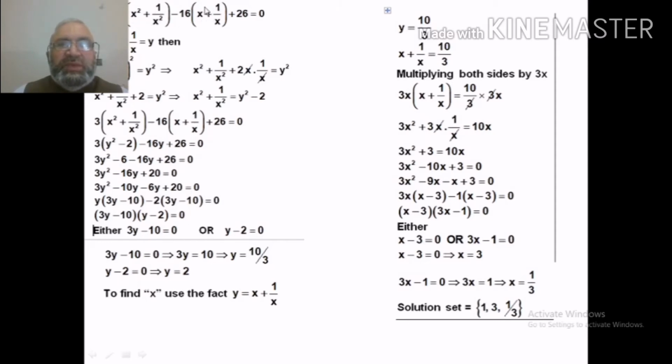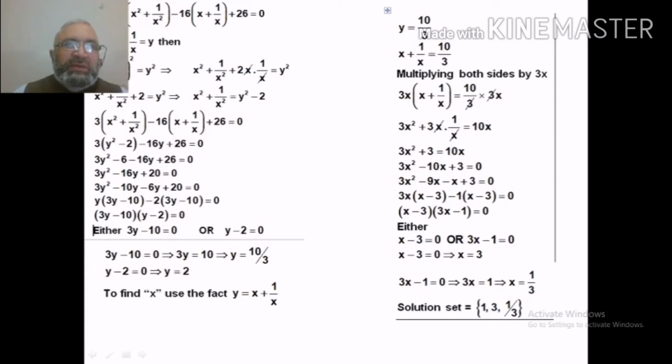So in a type 3 equation, we substitute the linear term with another variable. We let x plus 1 over x be equal to y. We can take any variable, for example x plus 1 over x is equal to t, and the equation will transform in terms of t. Again, by back substitution, we will get the value of x. Since the next variable is y, we take y. So let x plus 1 over x be equal to y.